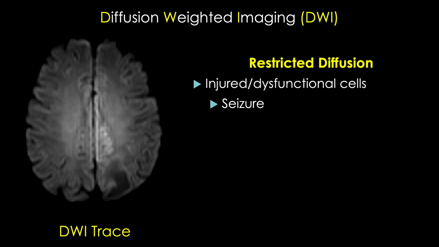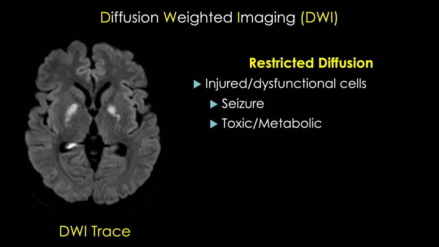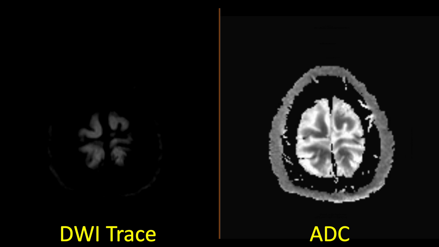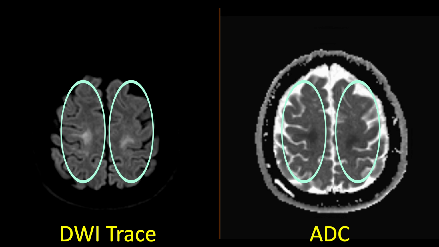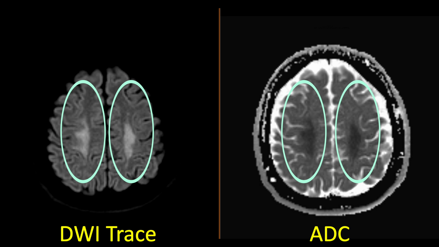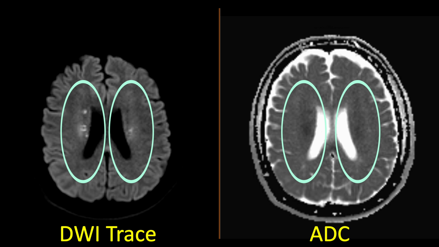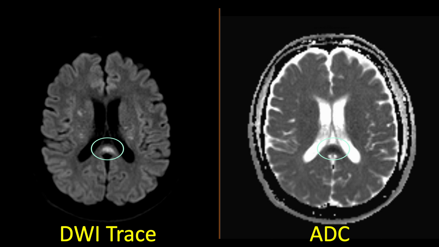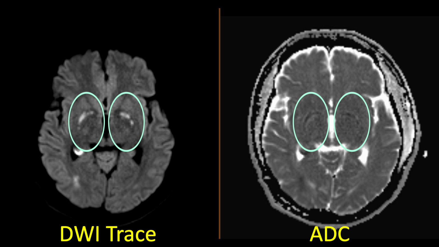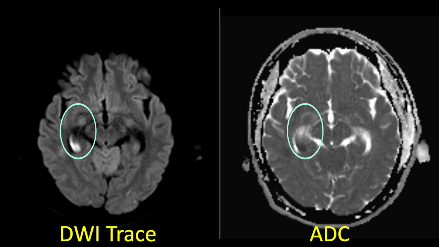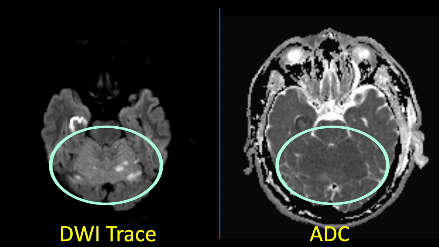Let's look at another way these cells can be injured. Toxic and metabolic etiologies. In this case of opioid-induced neurotoxicity, you can see we have abnormal restricted diffusion within the centrum semiovale and periventricular white matter bilaterally, as well as within the splenium of the corpus callosum, scattered within the basal ganglia, within the right fornix and hippocampus, and bilateral occipital lobes and cerebellum.